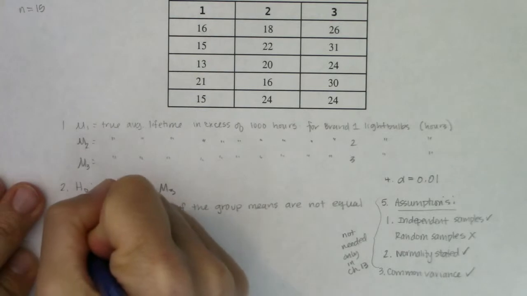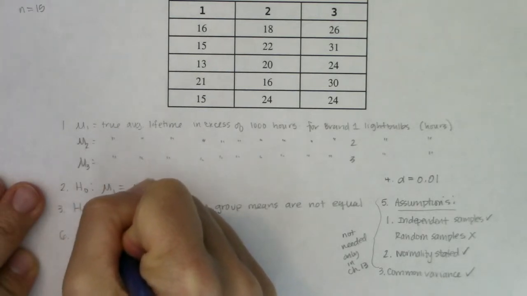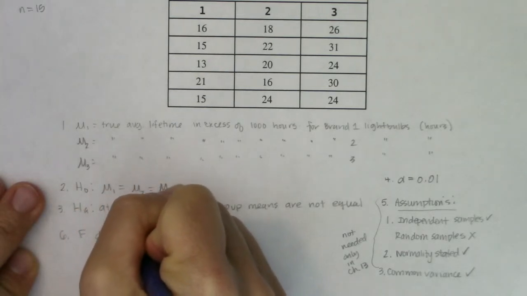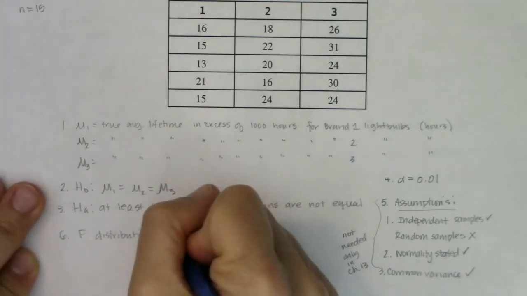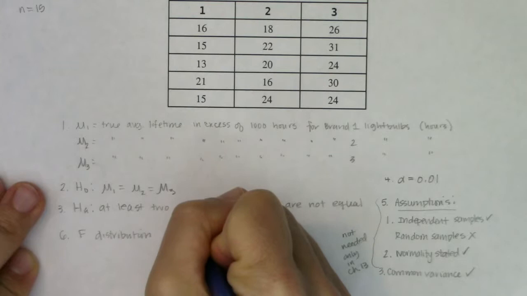Step 6, which distribution am I on? I'm on the F distribution. Okay, all right. Which test am I about to run? I'm about to run one-way ANOVA.